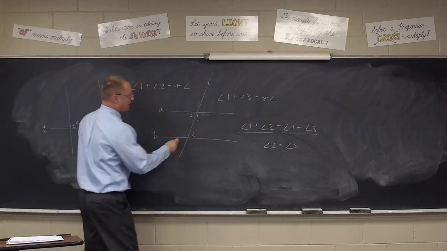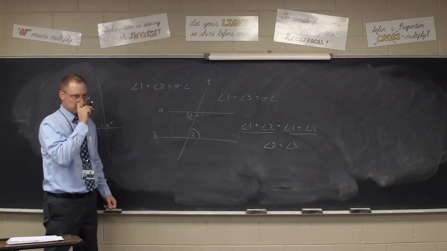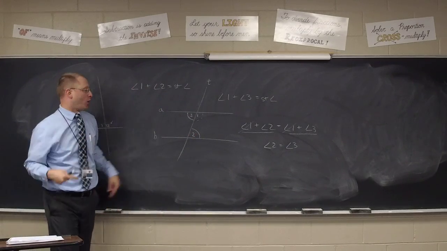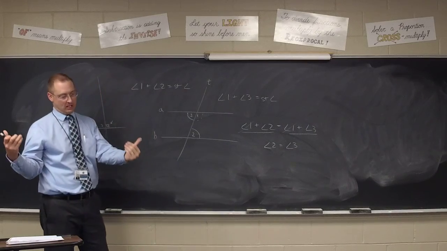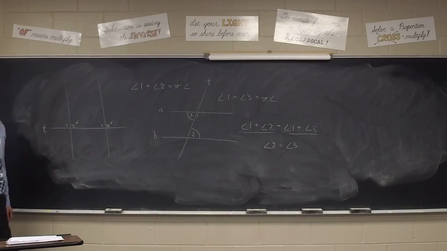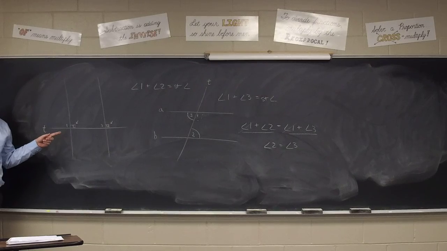Well, question, what kind of angles are 2 and 3? Alternate interior. What did Theorem 7 say? If alternate interior angles are equal, lines are parallel. There's the proof. Lines have to be parallel. Questions on that? All right.